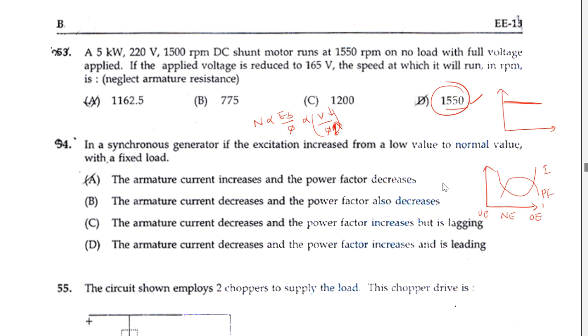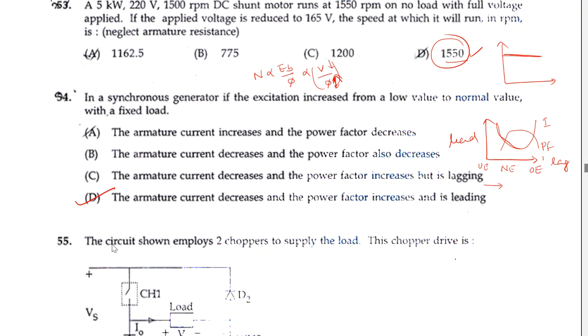Okay, so as you can see here, if the excitation increases from low value to normal value of a synchronous generator, it means first it will act as a leading power factor, later lagging power factor. Now, low value to normal value means the armature current, what will be happening? Armature current will decrease, and the power factor is leading. So see here, this is the decreasing here. The same option will be given as the power factor will improve and the power factor is leading. They can also say it. So answer is D here. So D is the right answer for this question here.